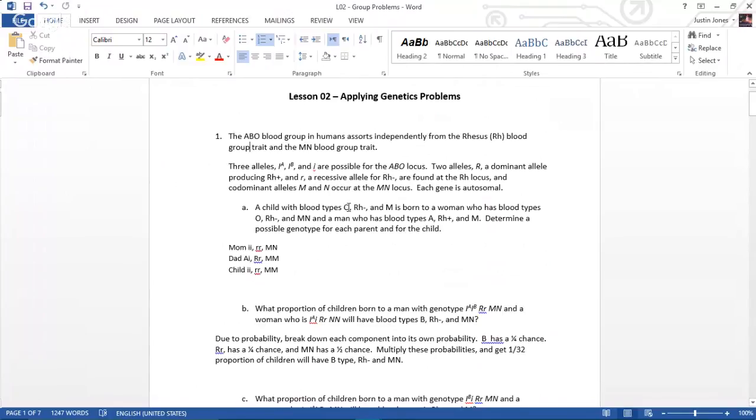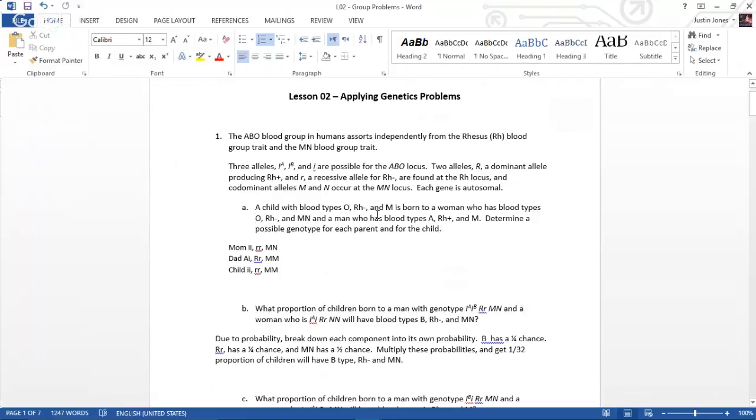So you see the child has O blood type. So we know that is going to be ii. And then we can figure that out. Okay, well, that means that both mom and dad have to have an i in there. And if we come to dad, he's A type, so his blood will be Ai. And then for the mom, who also has O type, it's going to be ii.